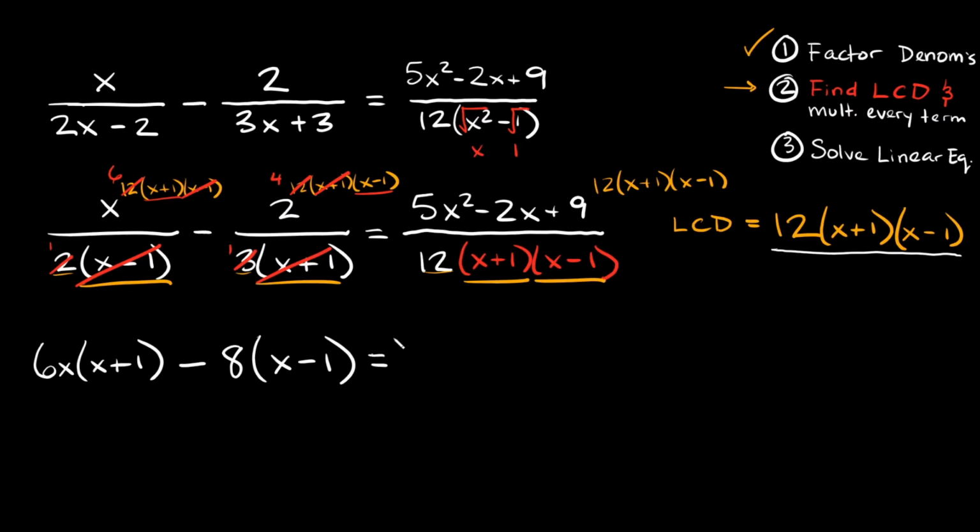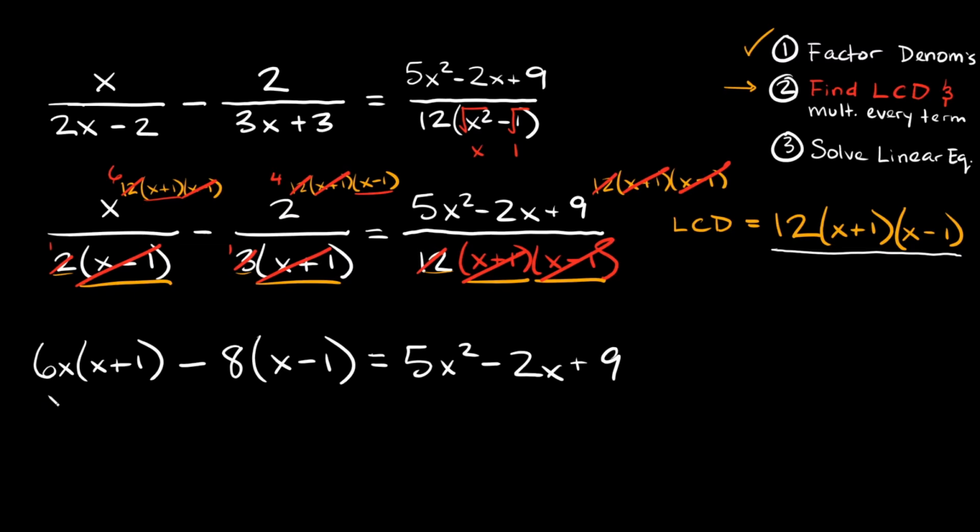And then that's going to be equal to, well, here there's a lot of stuff we can cancel out. We have a 12 on top, 12 on the bottom. We have an x plus 1 on top, x plus 1 on the bottom. x minus 1 on top, x minus 1 on the bottom. So this whole thing cancels out the whole denominator, and we're just left with this thing in the numerator, 5x squared minus 2x plus 9.